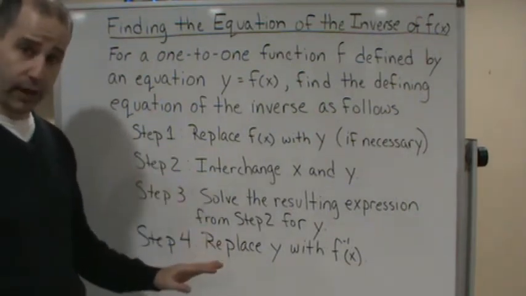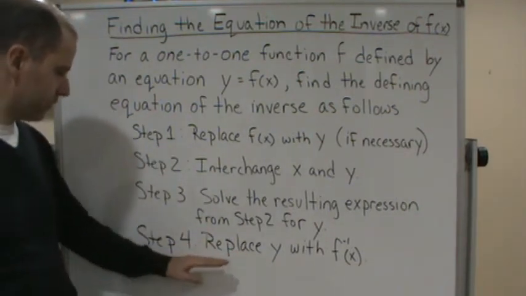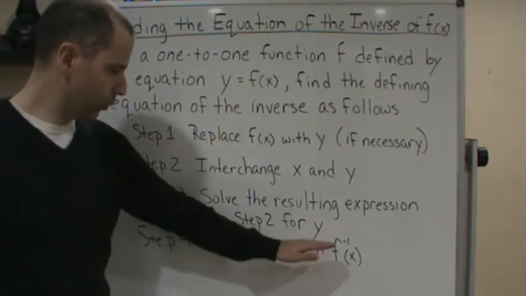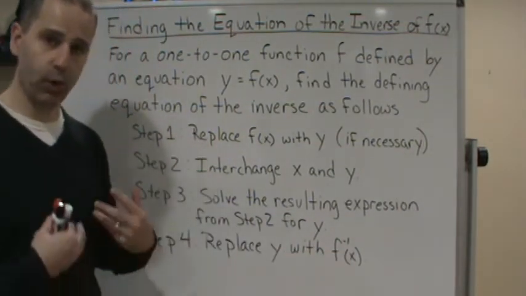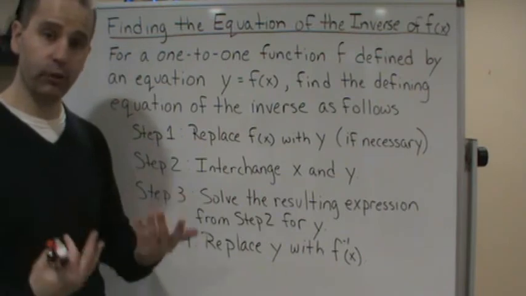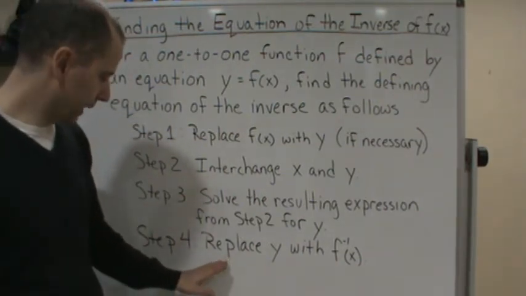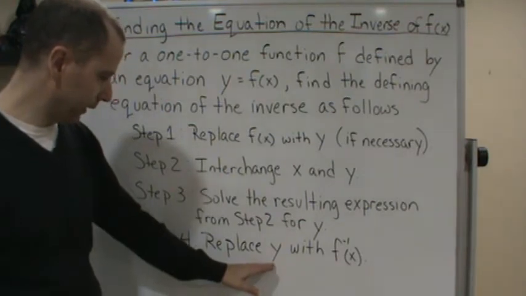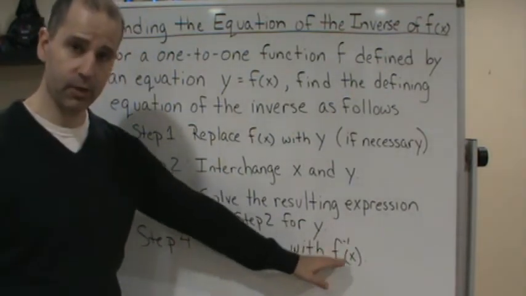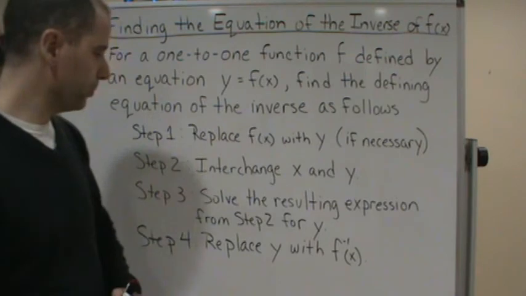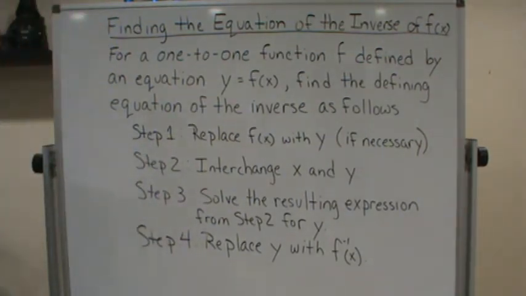And then once we do that, step 4 is just replace y with f inverse of x, because when we're done with step 3, you've actually defined the inverse function. So we're going to replace y at that point with f inverse of x, and we're done. And that's it. That's it.